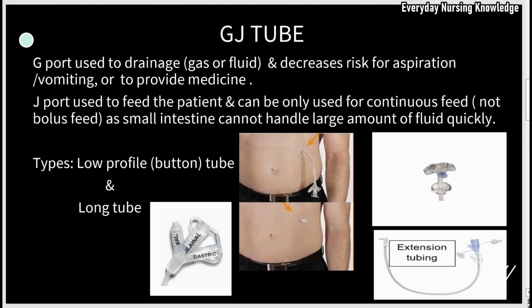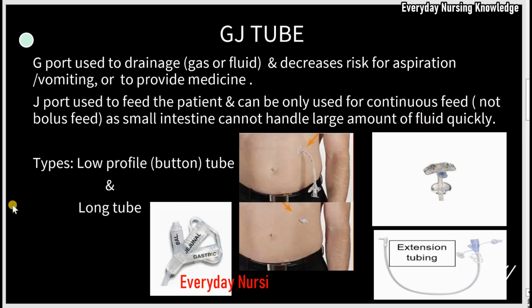Now the G port is used to drain either gas or fluid, thereby decreasing the risk of aspiration and vomiting. The G port is also used to give medicine to the patient. Now the J port, the jejunal port, is used to feed the patient and it's used for a continuous feed. Remember, the jejunum is small intestine, so you cannot give a large amount of feed at a time. If you give bolus feed, the small intestine won't be able to handle that and the patient can have dumping syndrome and diarrhea.